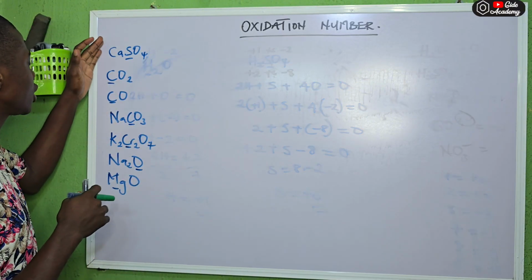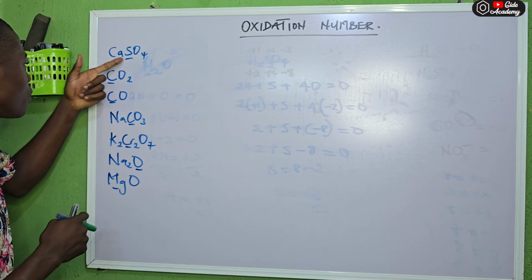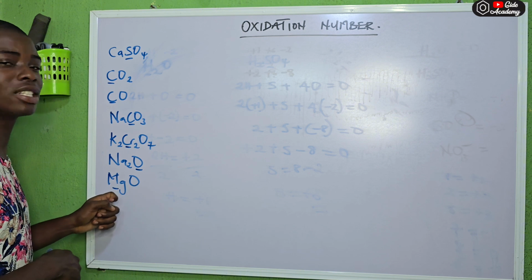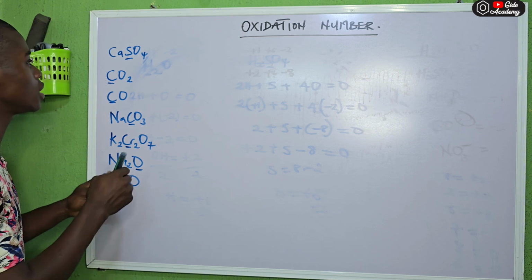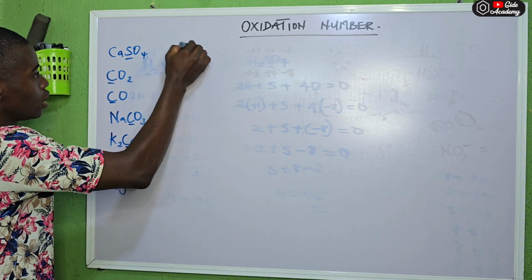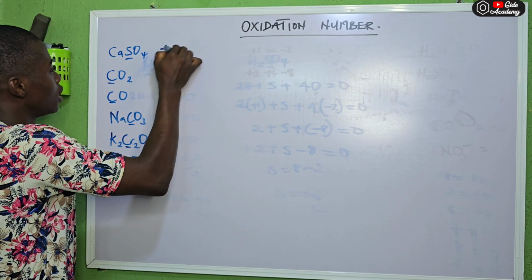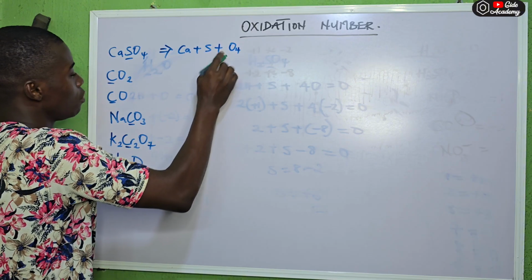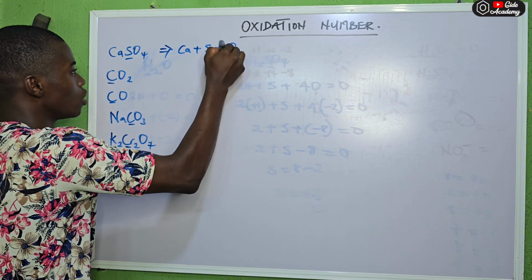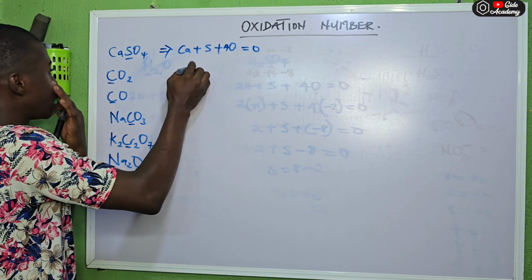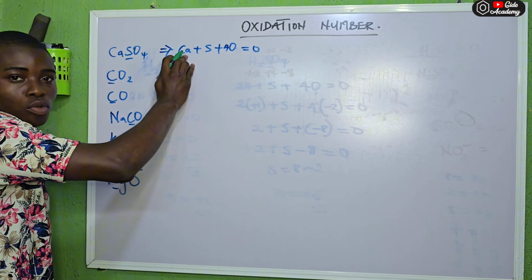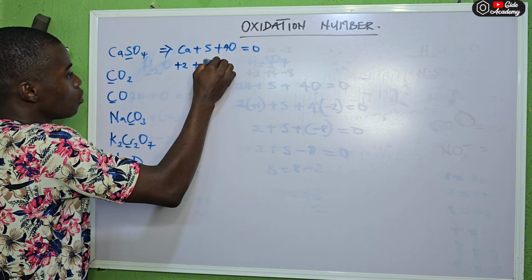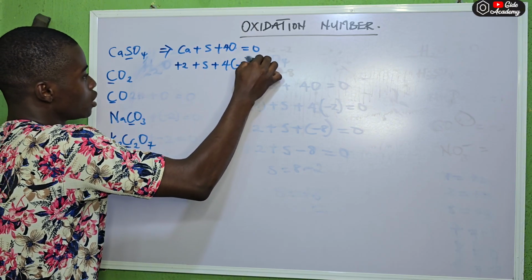Welcome back. So in these particular questions, we are solving for sulfur, carbon, chromium, oxygen, and magnesium. What we are going to do, like I said earlier, the first one we are going to have is calcium plus sulfur plus oxygen. Let me just use 4O is equal to what? 0. Like I said earlier, calcium belongs to group 2 in the periodic table, so the oxidation number of calcium will be plus 2, plus sulfur, plus oxygen is minus 2, is equal to 0.